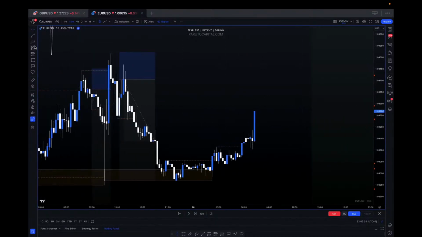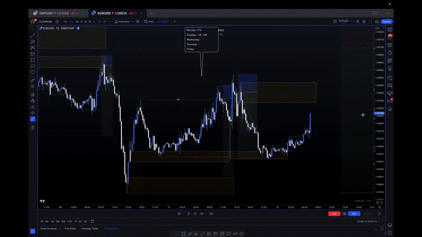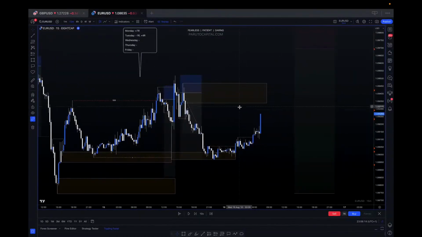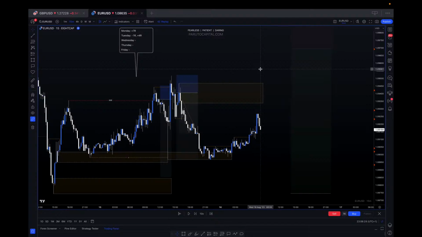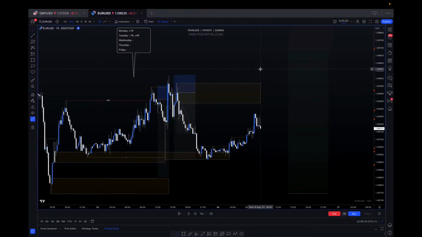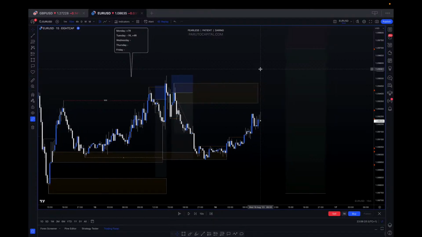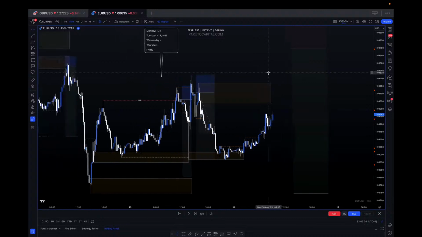So we have a few POIs. One is this guy here. Okay, so that's one there. Yeah, that's even the major POI actually. So let's see what happens, right? 7:15, 7:30, okay, 8:15. Okay, price is pushing into this area.